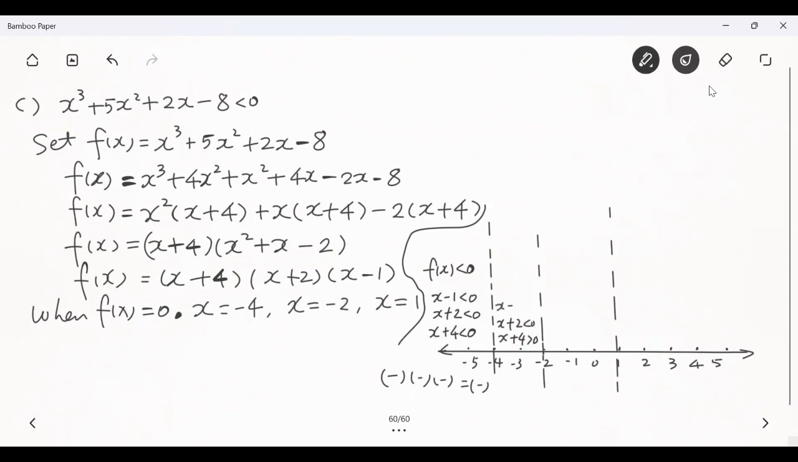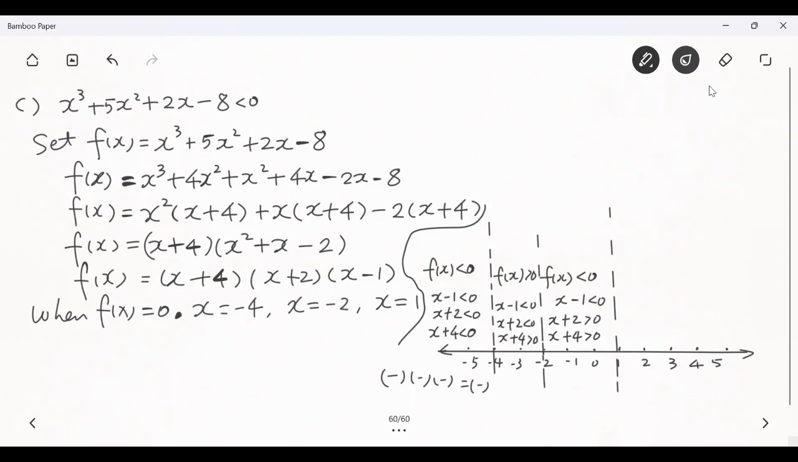And x minus 1 less than 0. Then the 2 negative, so the y is positive, right? And the next, in the -2 and 1, so we can test 0. So x plus 4 more than 0, so x plus 2 also more than 0, and x minus 1 less than 0. So the 2 positive, 1 negative, so y is negative, less than 0.